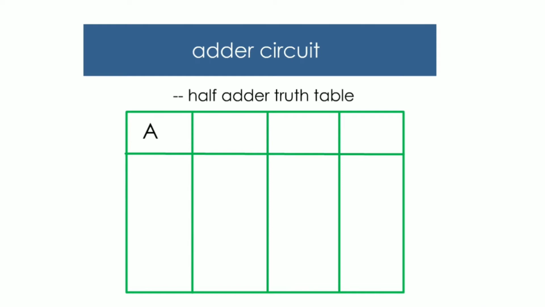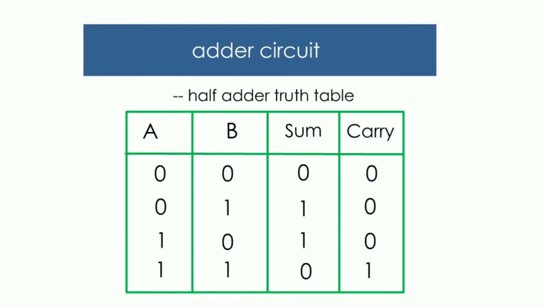The truth table has 2 inputs, A and B, and it has 2 outputs, that is the sum and a carry. This is the truth table, and the sum will be given by the CX gate in Blueqat, and the carry will be given by the CCX gate, which is also known as the Toffoli gate in Blueqat.